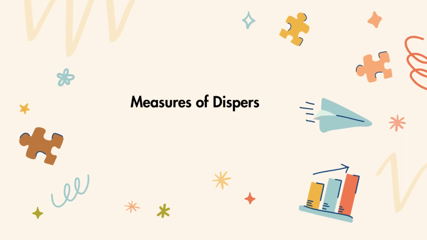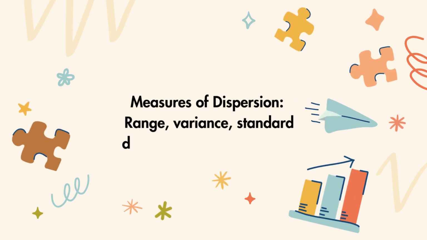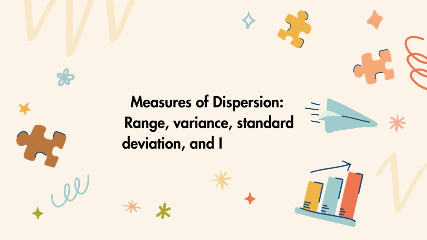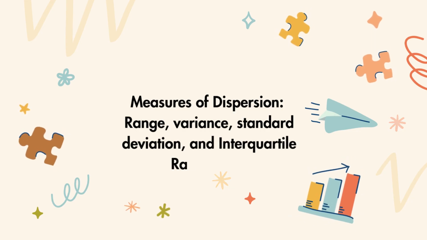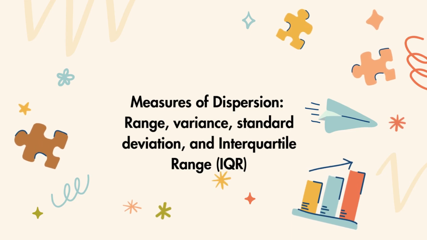In this section, we are going to understand measures of dispersion, which tell us how spread out our data values are. While mean, median, and mode describe the center of the data, dispersion measures explain the variability.